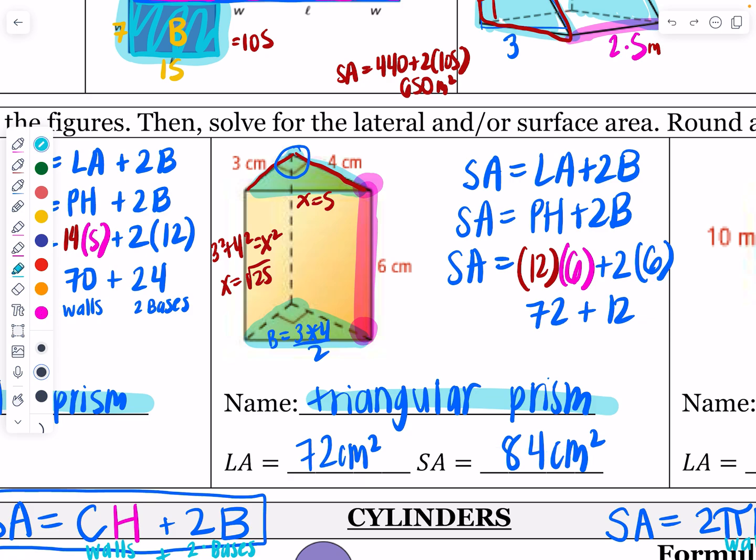So I'm going to highlight those. That gives me my surface area of the entire shape. And then here's the surface area of just the walls.